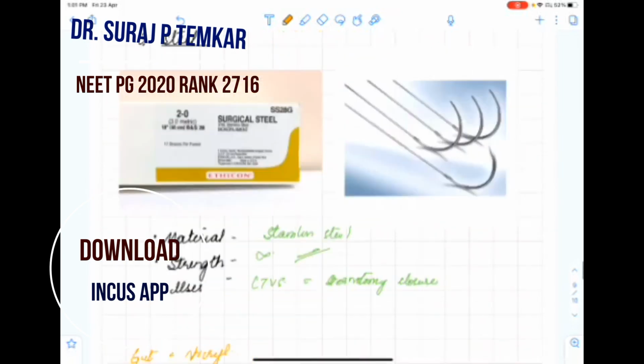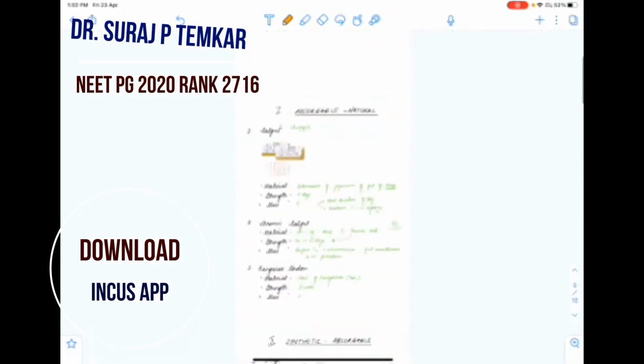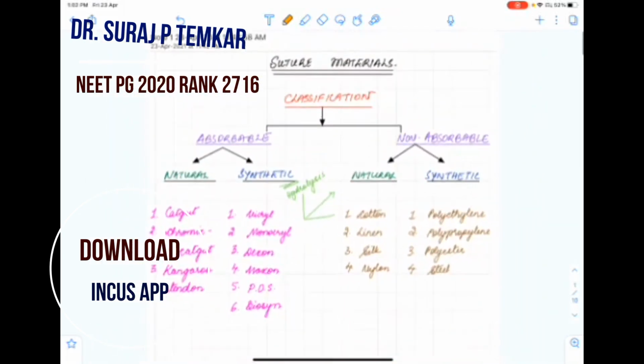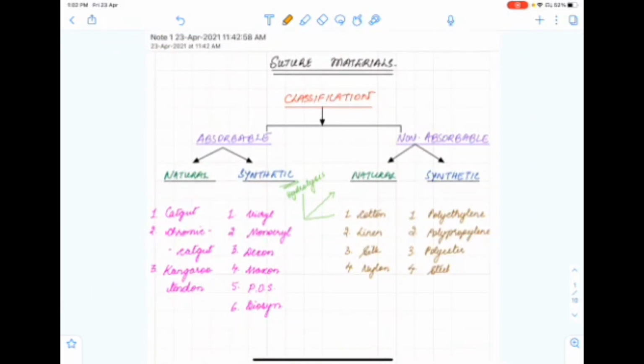To quickly wrap up, this is the classification I told you: absorbable, non-absorbable, and under each of these is natural and synthetic. Absorbable natural include catgut, chromic catgut, kangaroo tendon. Synthetic absorbable include Vicryl, Monocryl, Dexon, Maxon, PDS, Biosyn. Natural non-absorbable include all the textile materials that include cotton, linen, silk, and synthetic includes polyethylene, polypropylene, polyamide, polyester, steel.